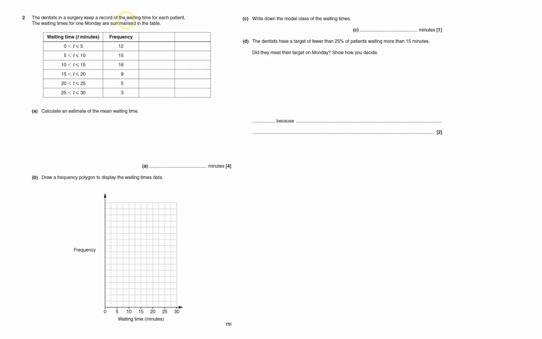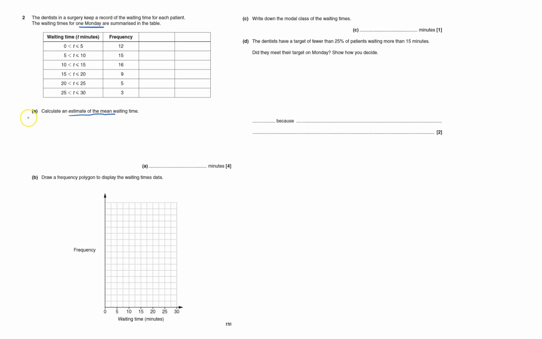Okay, a dentist in a surgery keeps a record of the waiting time of each patient. The waiting times for one Monday are summarised in the table. So I've got 12 for between 0 and 5, 15 between 5 and 10. I've got to calculate an estimate of the mean waiting time. That means I need to add them all up and divide by how many there are.